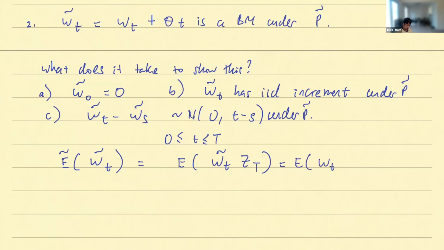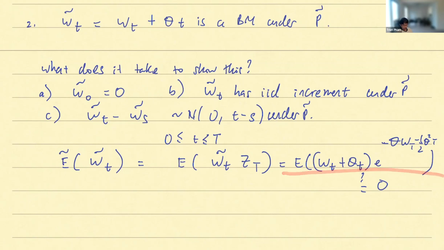Then you plug in what these guys are. So that's W_T plus theta times T, and then you have e to the minus theta times W big T minus 1/2 theta squared times big T. And you want to ask if this is equal to 0. If I give you 5 minutes, I hope that everyone can calculate this out and check that it's equal to 0.